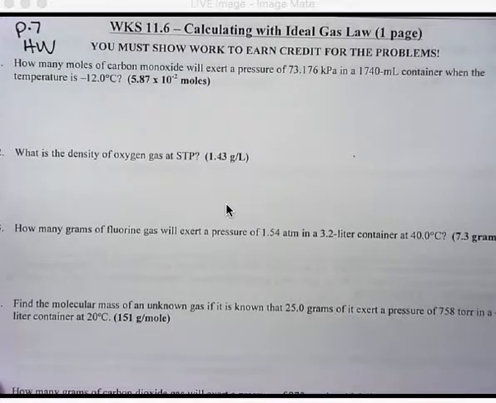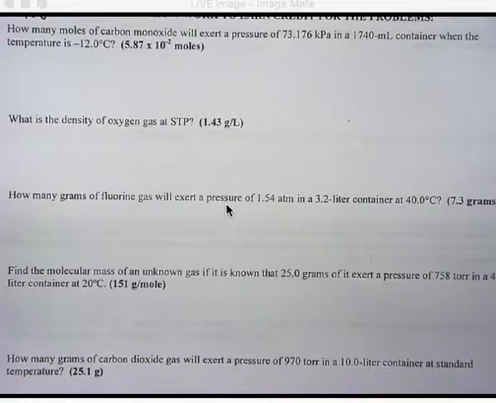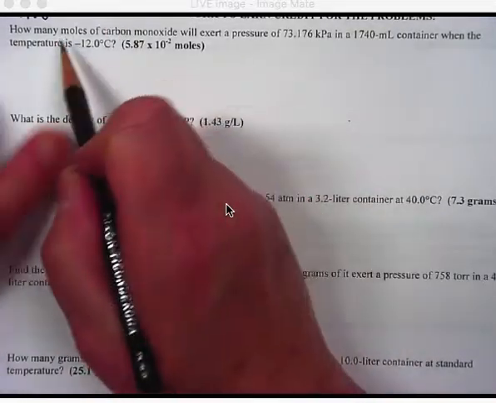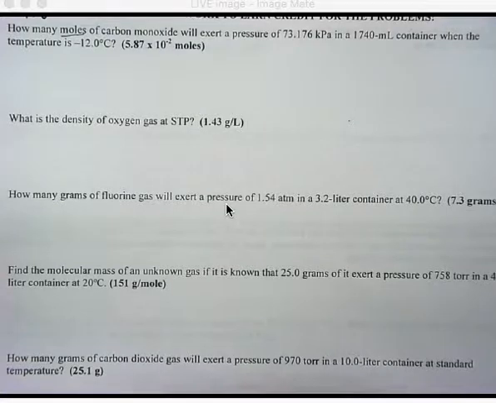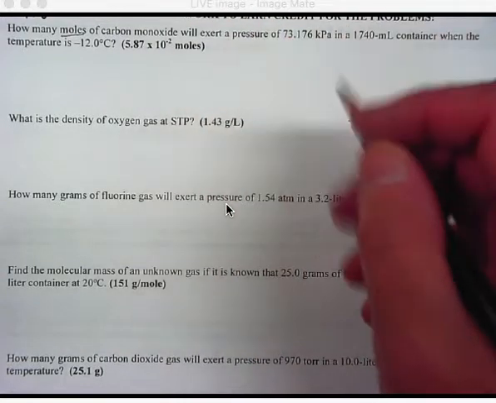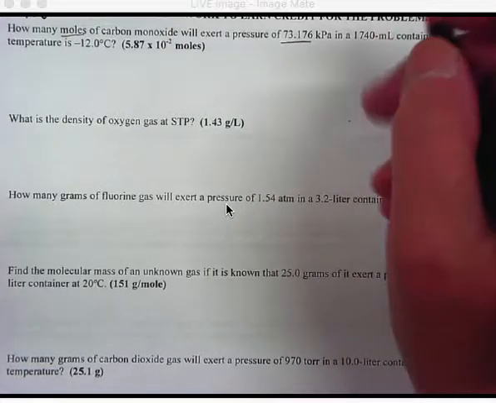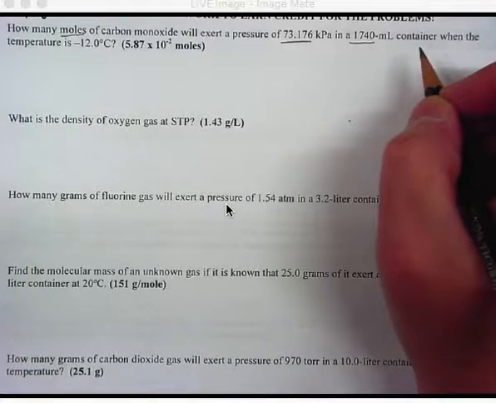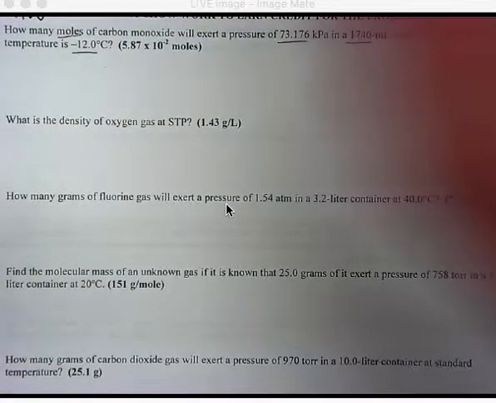Page 7 of the homework packet, I'll go through the first one there. So these are calculations with the ideal gas law. It says how many moles of carbon monoxide will exert a pressure of 73.176 kilopascals in a 1740 milliliter container when the temperature is minus 12 degrees Celsius.